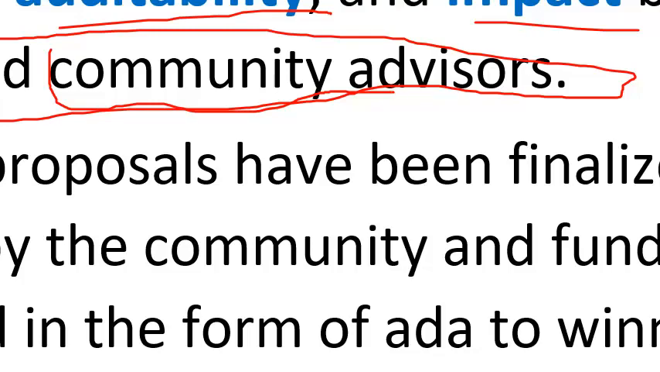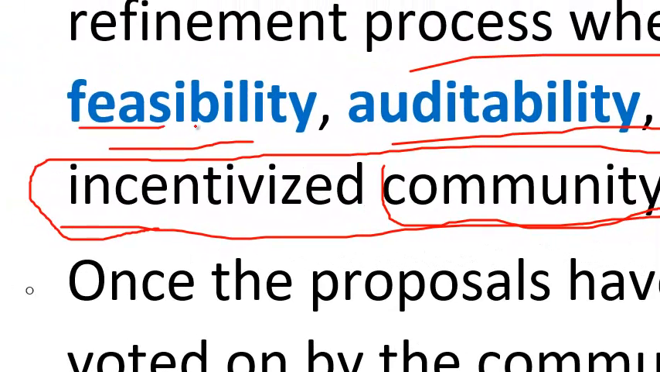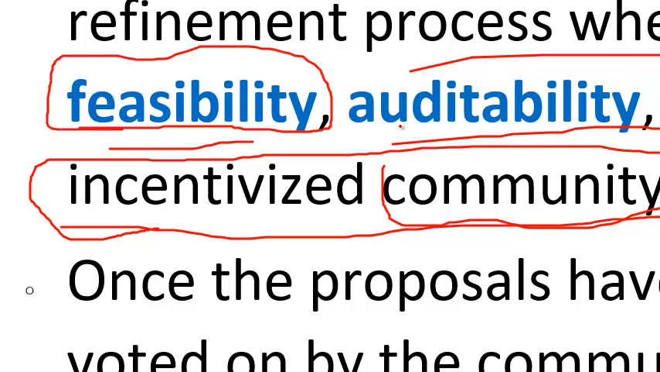So you review those proposals based on these criteria: feasibility. How feasible is the project? Does the budget make sense? What are the team members involved? And do they have the required experience to execute that project? So that is how the review process is done under feasibility.